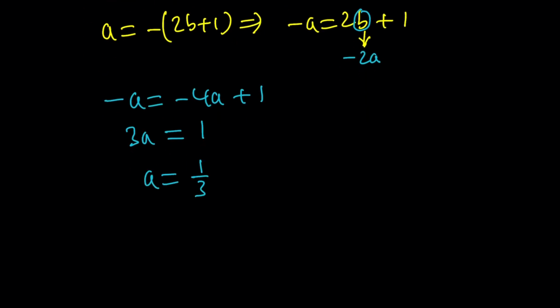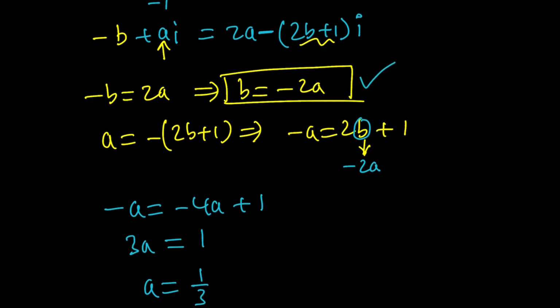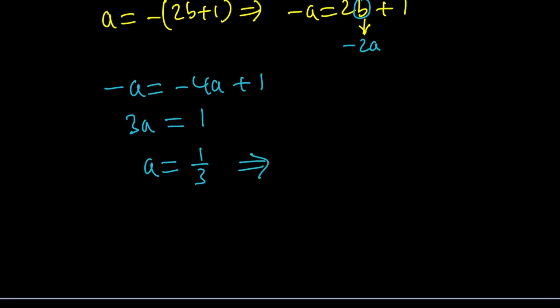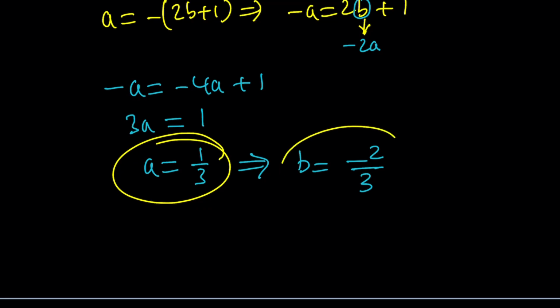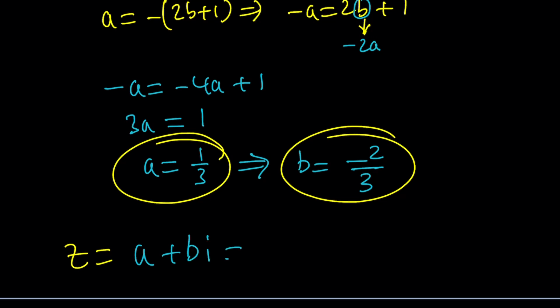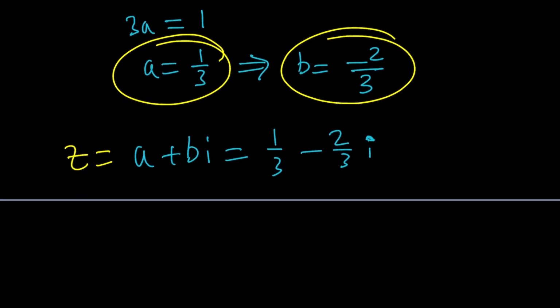Awesome. How do you find b? Well, b is equal to -2a. If a is 1/3, b is supposed to be -2/3. So we got a and b. We have everything we need. Let's go ahead and write z. Remember, z was a plus bi, right? And we have the values of a and b. a is 1/3, b is -2/3. So this should be our z: 1/3 minus 2/3 i. Now, here's one thing you can do before I start talking about the other method.